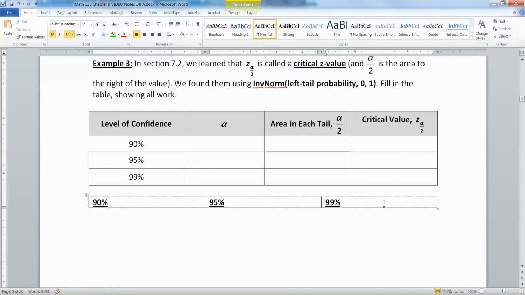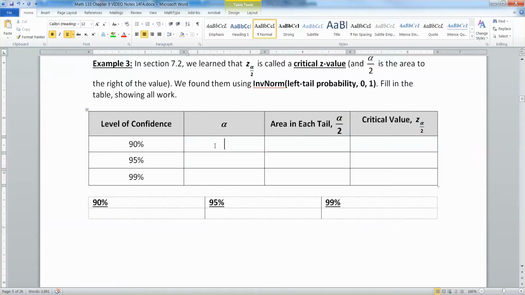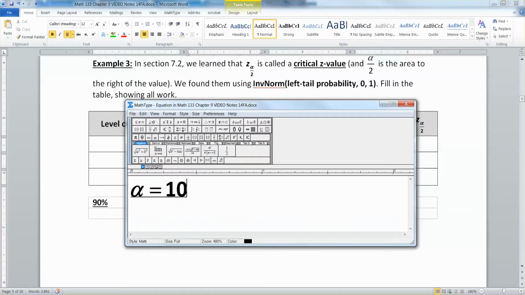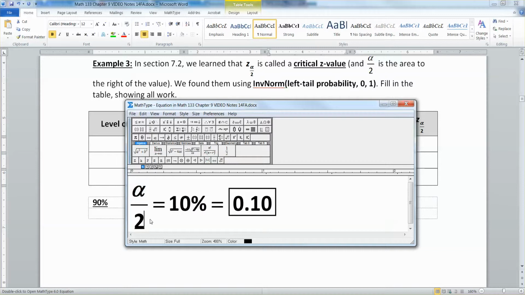So I'm going to set up here, we have 90%, 95%, and 99%. Let's start off with finding alpha. Alpha is the complement of our confidence level. So since our confidence level is 90%, alpha would be 10%, which is 0.10. All right, so there's our alpha, 0.10. So what does that mean for the area in each tail? Each tail then has alpha over 2. So alpha over 2 would be 0.10 over 2, which would be 0.05.